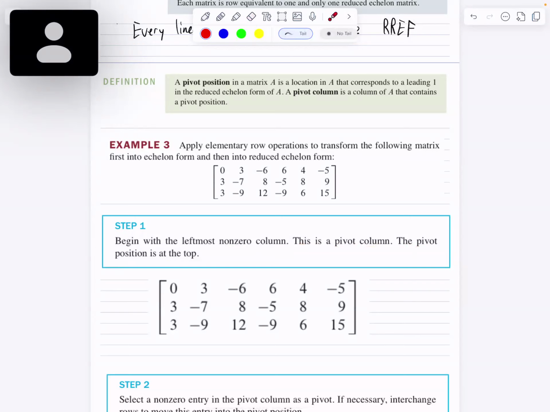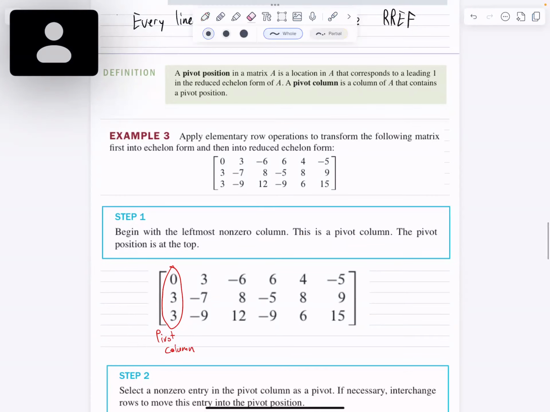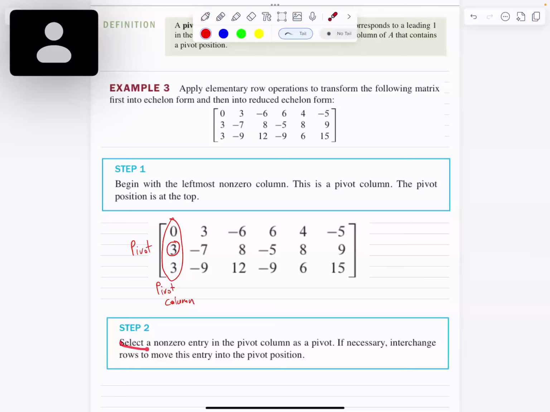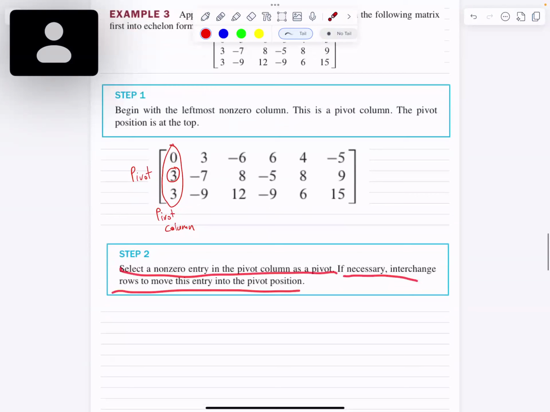So here is our pivot column. Should probably actually circle this. So pivot column, and then our pivot is the highest non-zero point. So here's our pivot. That's going to be our pivot, but we need to put it at the top left. And so select a non-zero entry in the pivot column as a pivot. If necessary, interchange rows to move this entry into the pivot.